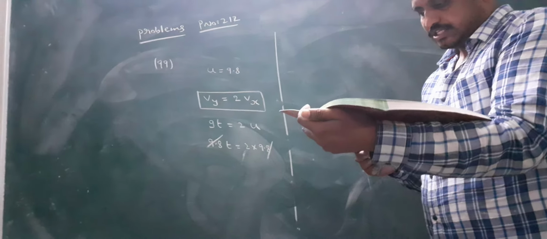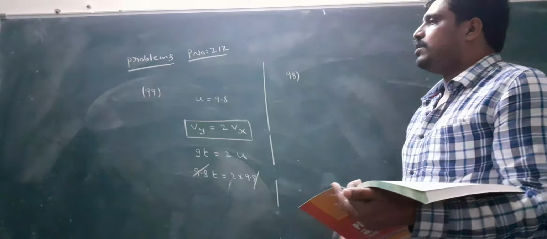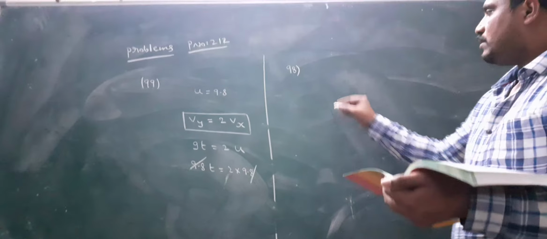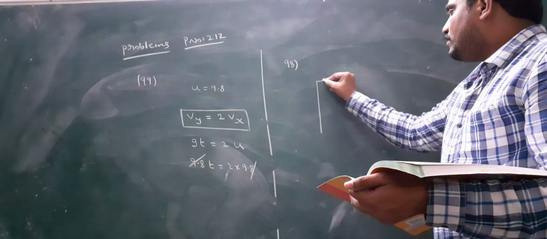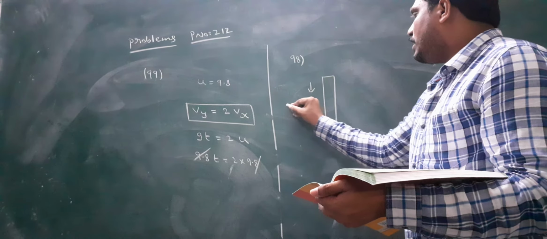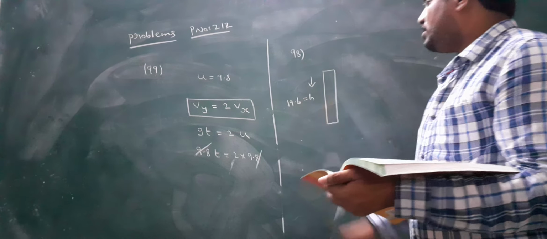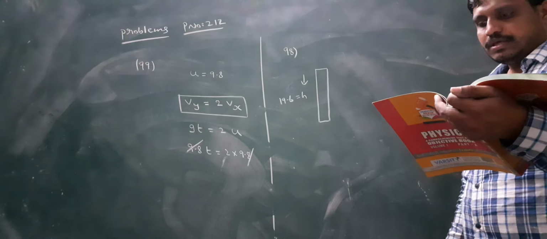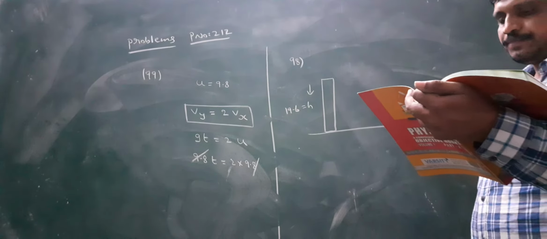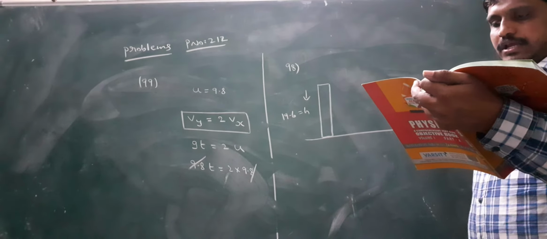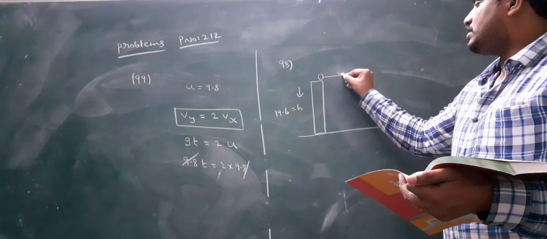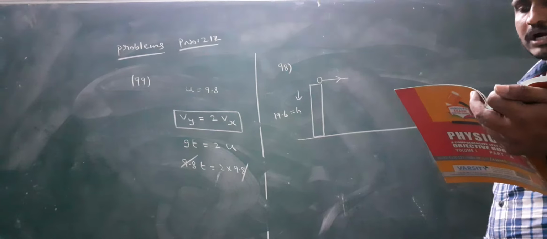Okay. Next now. Model. This is the last problem today. Okay. Here, look here. This is the tower. What is the tower height? The tower height is 19.6 meters. This is the ground. Here in question number 98, the body is thrown horizontally.